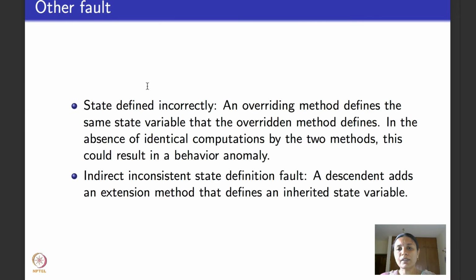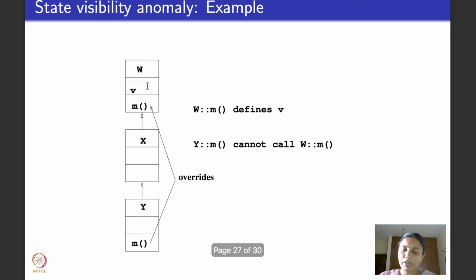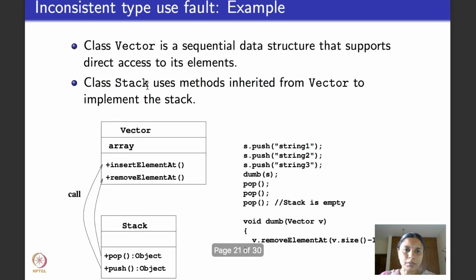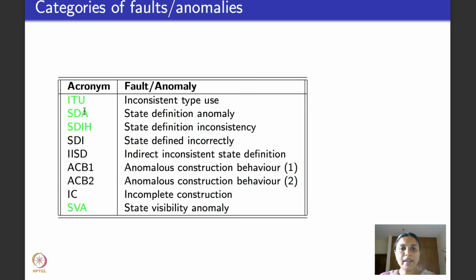There are several other faults that were listed in the table that I presented to you earlier. For a second, I'll go back to that table. So these were the faults. Why have I colored these four green? Because I gave you examples for these four. That's why these four were colored green. I will also tell you what state defined incorrectly and indirect inconsistent state definition is.